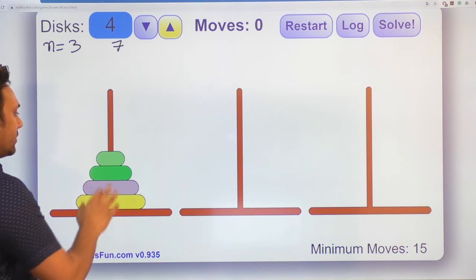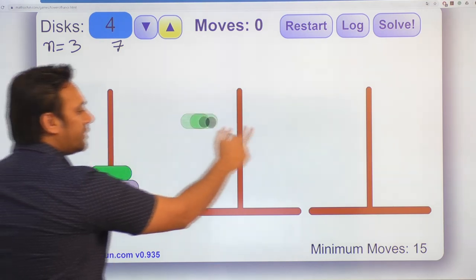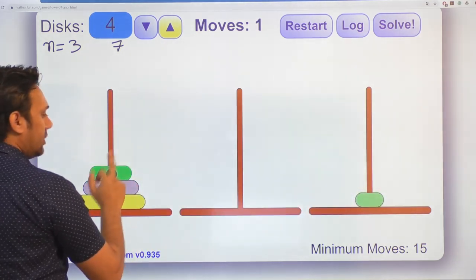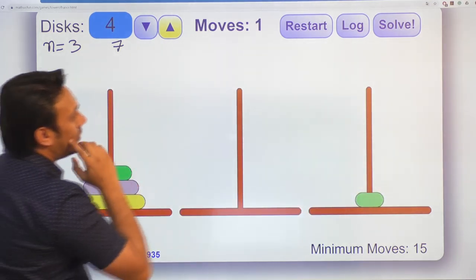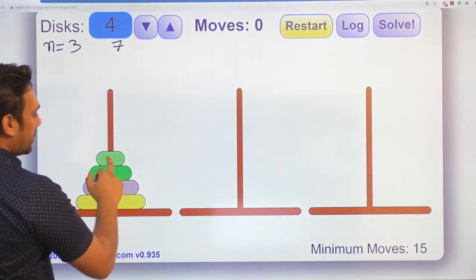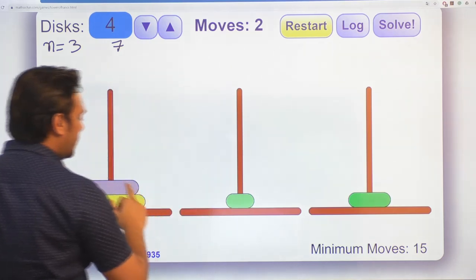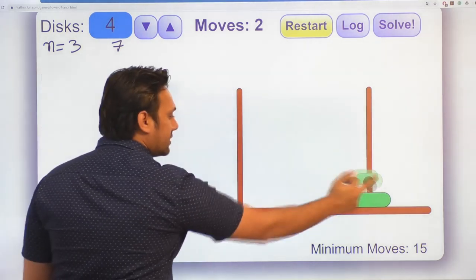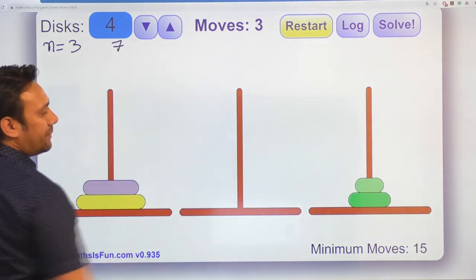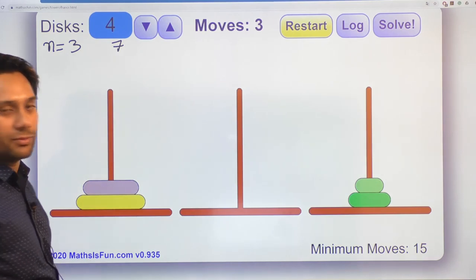If you have 4 plates, you can take this plate and place it there. You can take this plate, place it there. You can take this one, place it there. So how many moves do we have? 3 moves. We have taken a total of 3 moves.